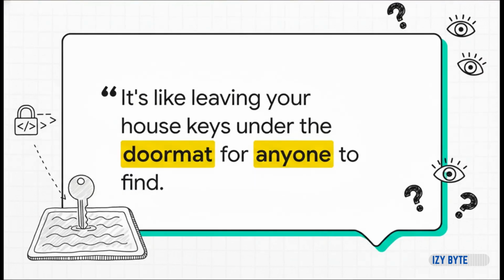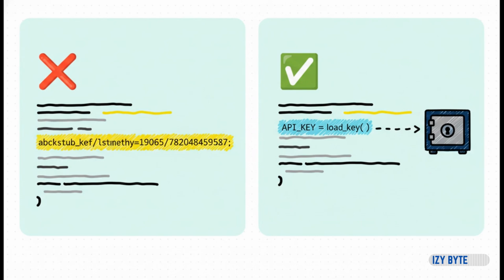You know, this quote just hits the nail on the head. Committing a secret directly into your code is literally the digital version of leaving your house keys under the doormat. You just wouldn't do it with your real keys, so there's no way you should do it with your digital ones. And it's such an easy mistake to make.